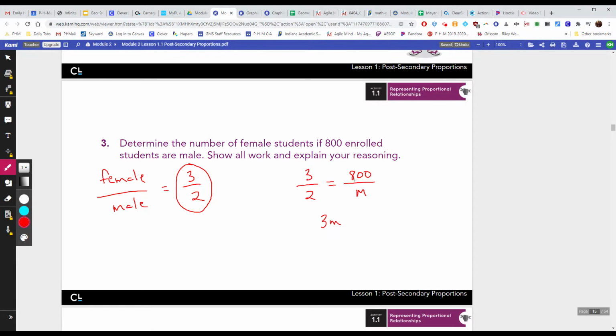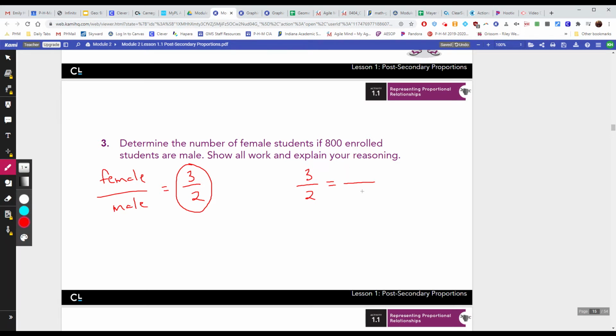And then I would solve this proportion. 3 times M is 3M. 2 times 800 is 1,600. And then I would divide both sides by 3. Oh, I'm thinking of this problem backwards, aren't I? It says determine the number of female. I got this backwards. Sorry about that. Let's fix it. See, look at that. Everyone makes mistakes. Everybody makes mistakes.